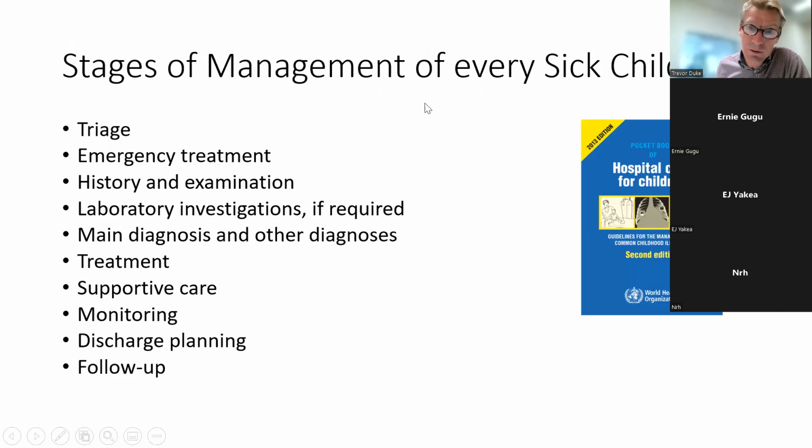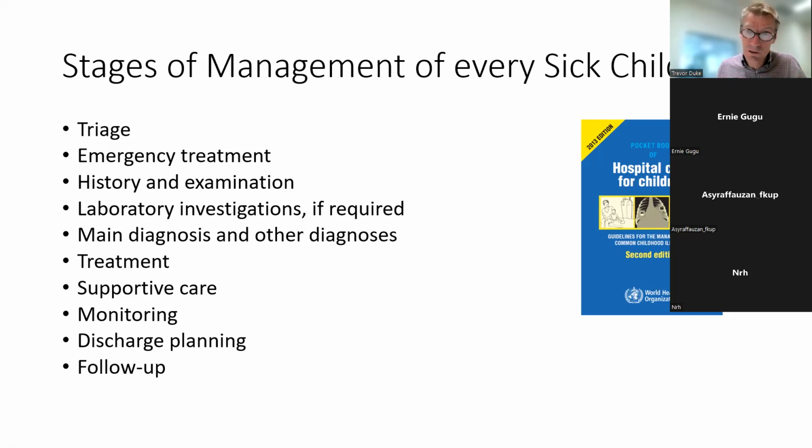Remember that the stages of management in any sick child should go through this type of approach. Triage first, then giving emergency treatment, then taking a more full history and examination. You always take a brief history when you're doing triage, but later you'll need to take a more full history, and then laboratory investigations if needed, and then come to the main diagnosis or other diagnoses, and then provide full treatment, and then supportive care, then monitoring and discharge planning and follow-up. So those are the stages of management of any sick child.